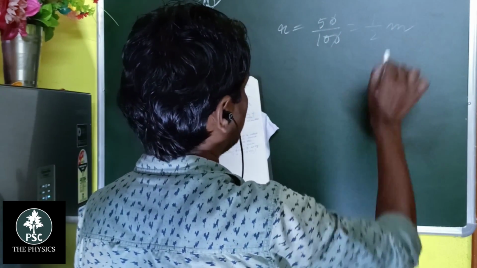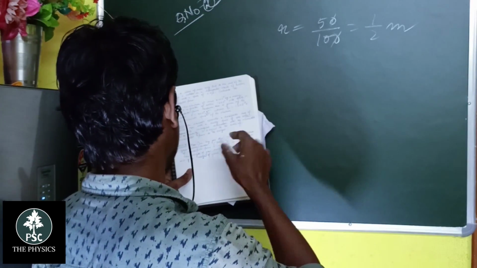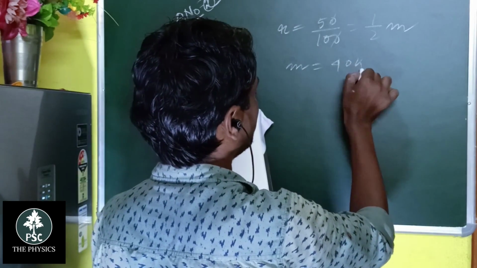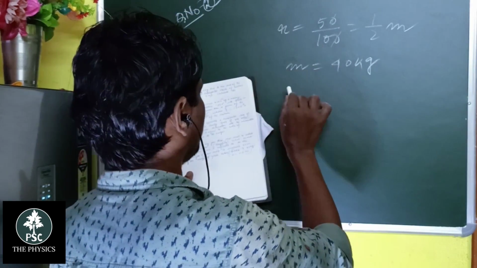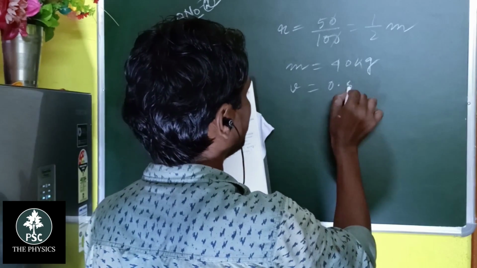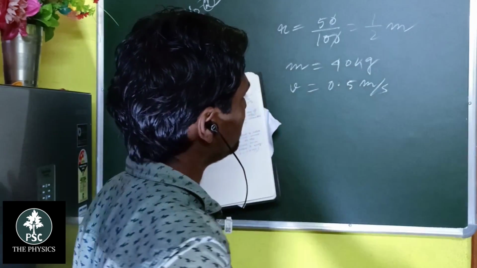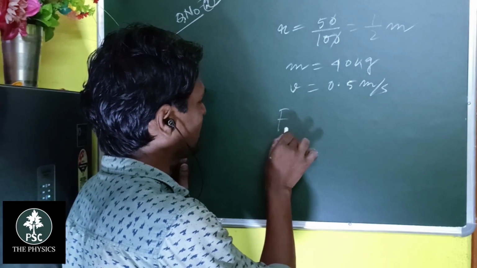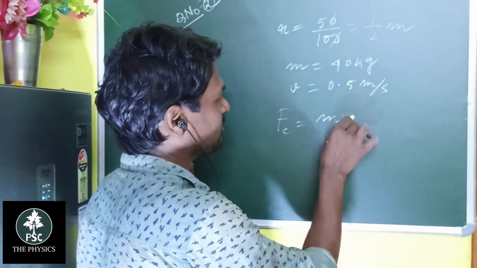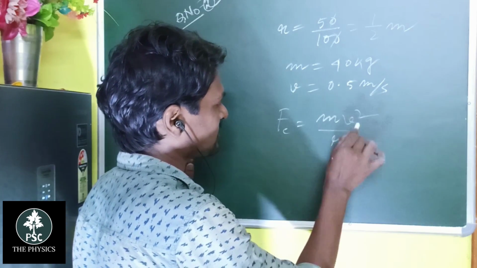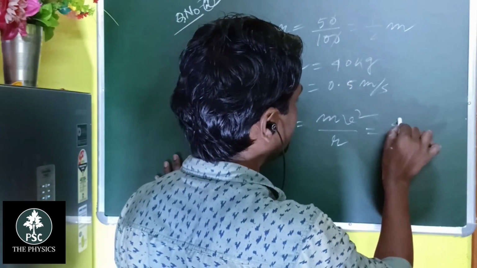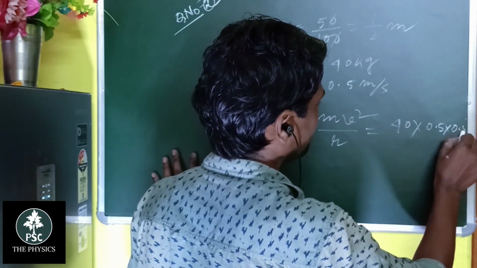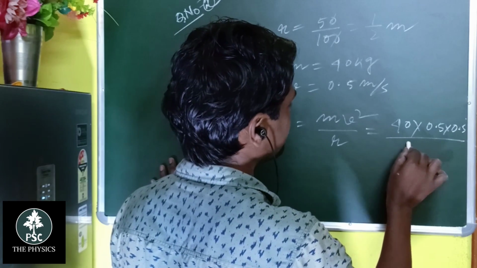So this is half meter, and m is given. Mass is 40 kg, and then velocity is also given. So this is 0.5 meter per second, and students, I think you can easily calculate this one, since it is mv square by r. So m equals 40, and v square is 0.5 into 0.5 by r. So radius is half meter.